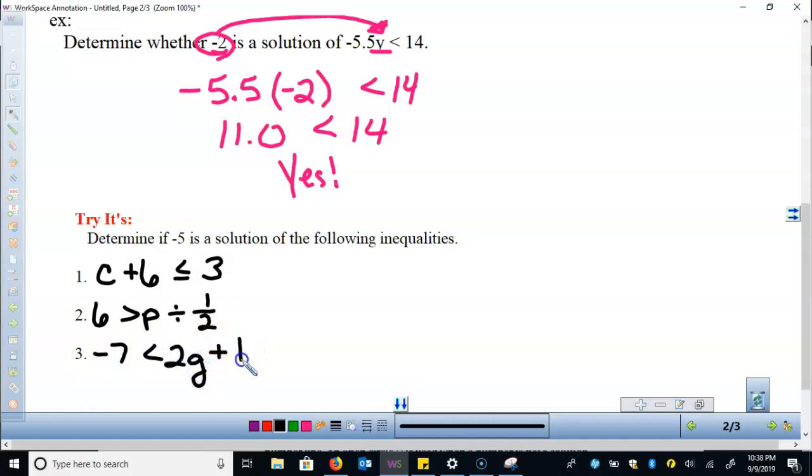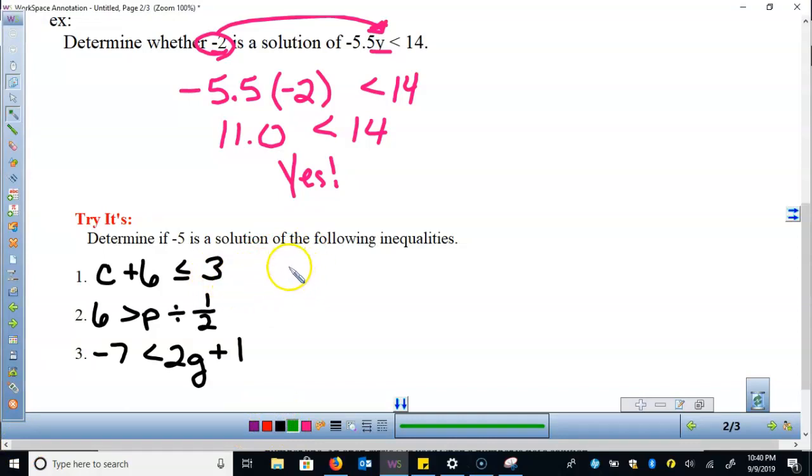In this case, it doesn't matter which side of the inequality the variable is on, as long as the inequality statement is still true as soon as you substitute and simplify each side. Try them, pause the video, and I'll be back with the answers. Now that you've gone ahead and tried these, let's go over what you get.